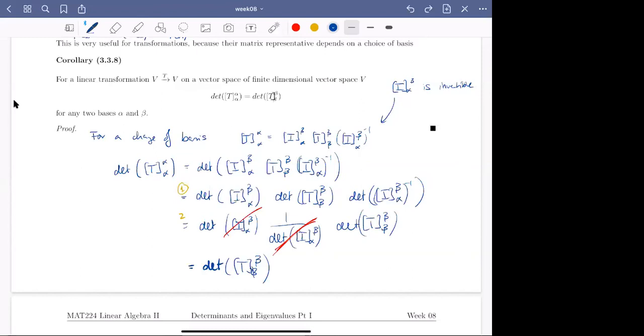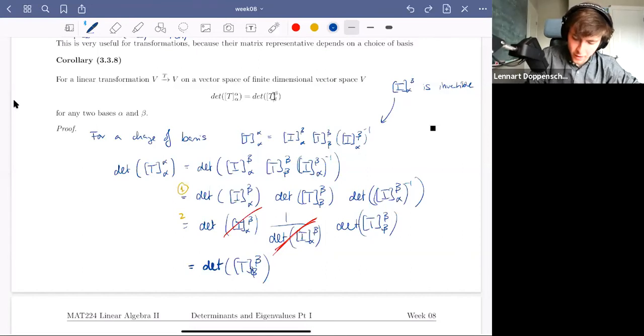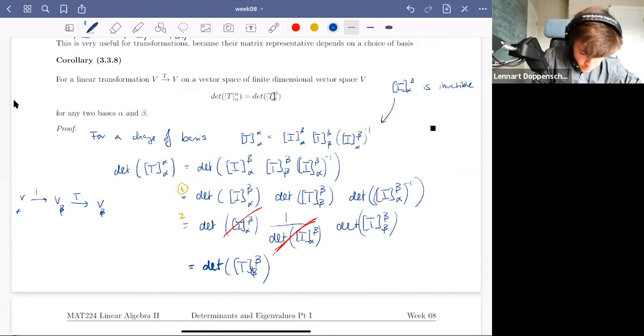Sorry, in line 1, should it be T beta beta equals identity alpha beta? And then T alpha, no, I alpha. I think this convention is fine, because if you go from V to V, if this is T, and you have the basis alpha, so if this is the basis beta, and then you compose this with alpha, then this will be the identity transformation.